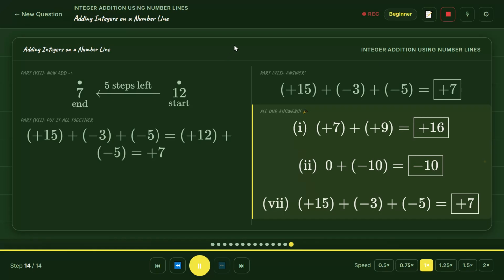Here are all our answers together. You did an amazing job. Always remember, plus means go right, minus means go left. That is how we use a number line to add numbers. You are a math star.